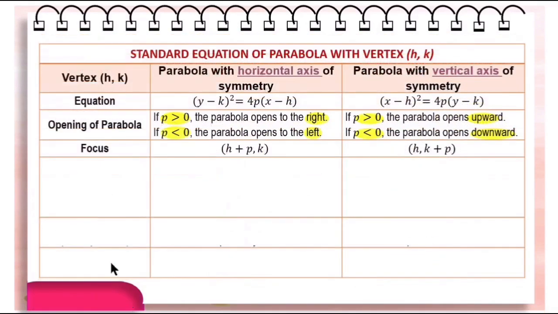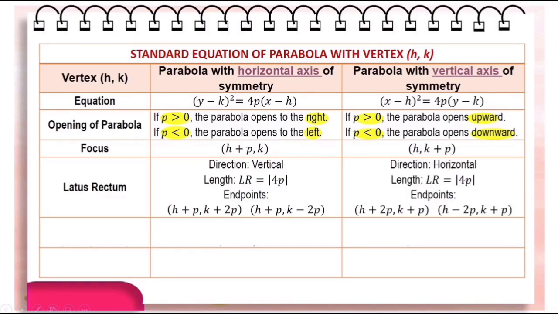Pero dito, since the vertex now is at (h, k), kaya naging ganito ang focus. We just need to add the value of p either sa h or sa k. Pag right or left, i-add natin ito sa h, at kung upward or downward, ay sa k. Sa latus rectum, ganun pa rin. The length is equal to the absolute value of 4p. And the direction is vertical if it opens right or left, and horizontal if it opens upward or downward.